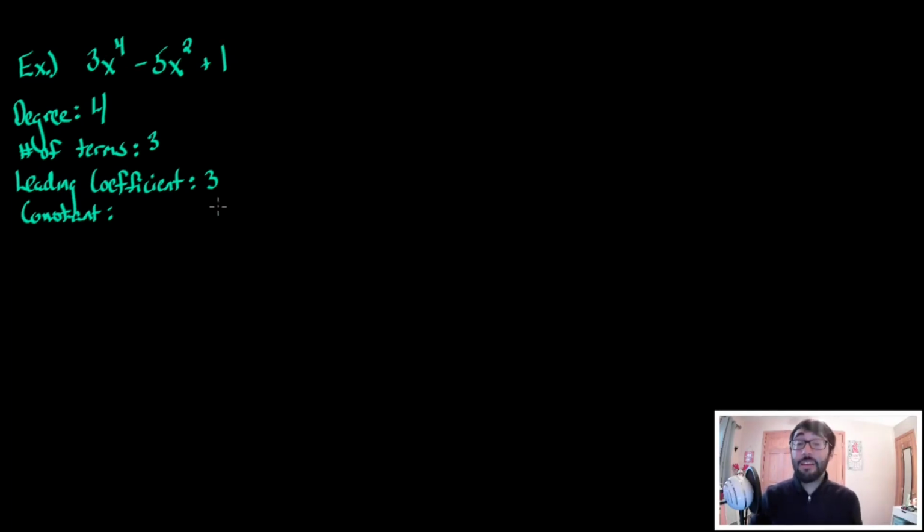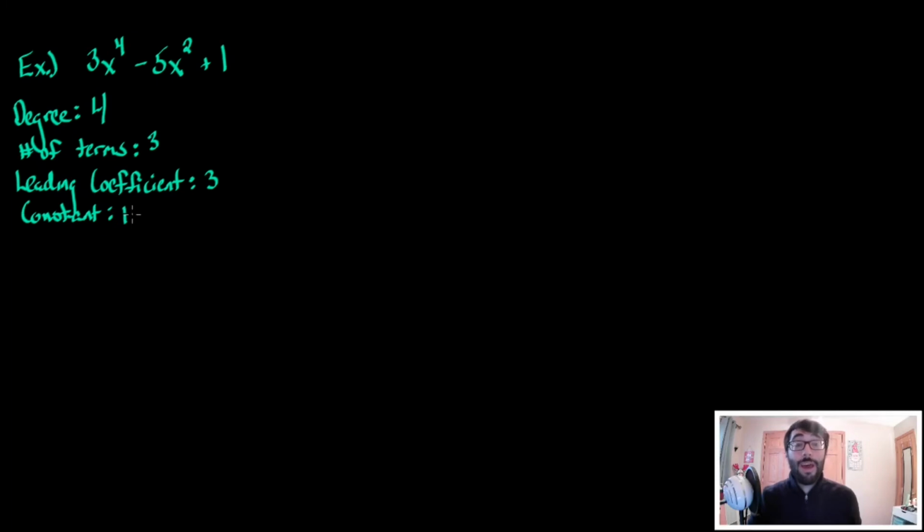And the constant is the number that doesn't have a variable. It's constant. This term here is going to change based off of the value of x. Same here. Well, this one, that doesn't have an x, that's always going to be 1. That's constantly going to be 1. So the constant is the term without a variable, which is going to be 1.